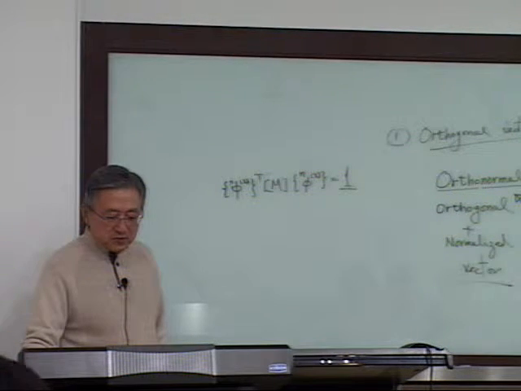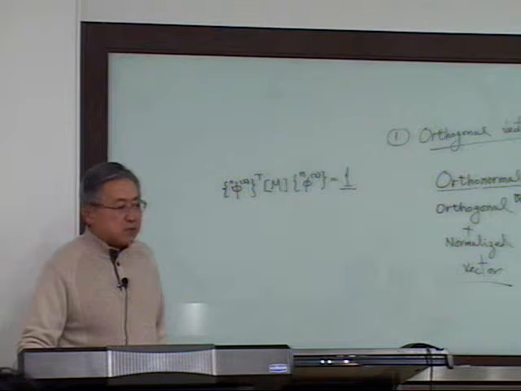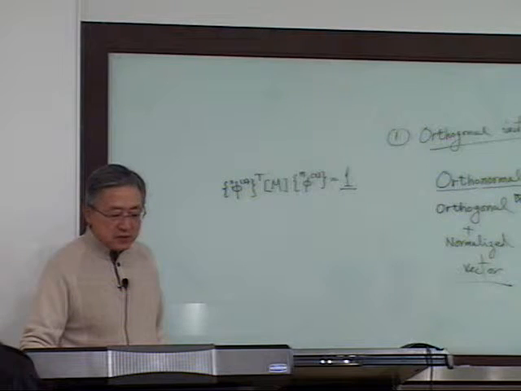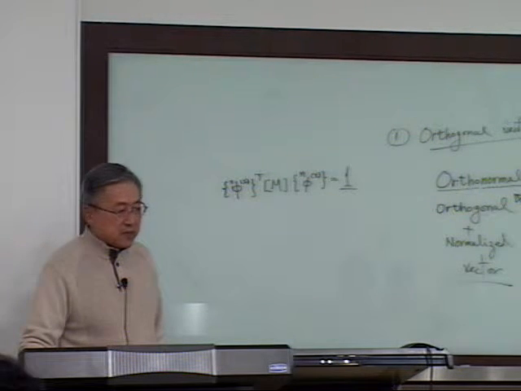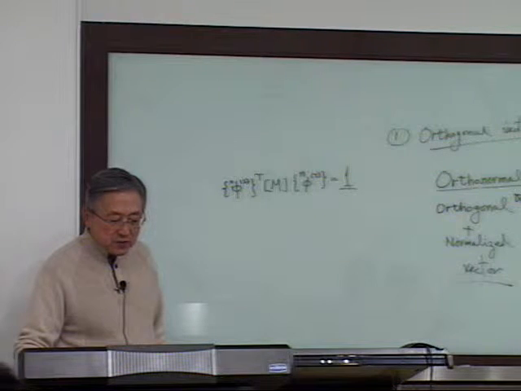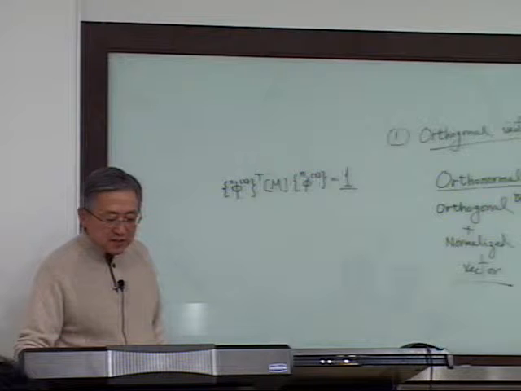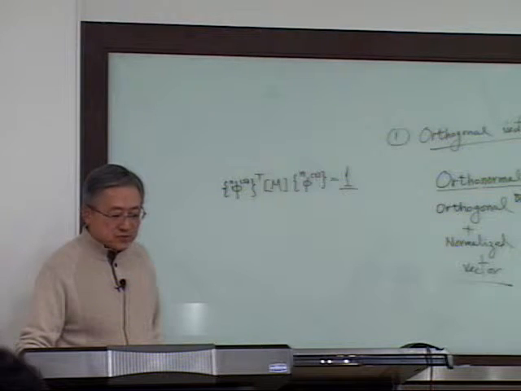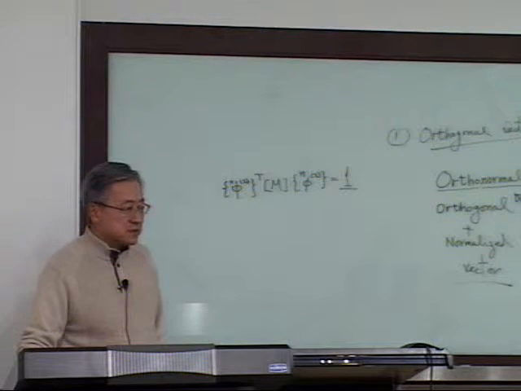X is equal to phi eta. I pre-multiply by phi transpose m. Phi transpose m phi, I said in general, is mass bar. This is a diagonal matrix, of course.